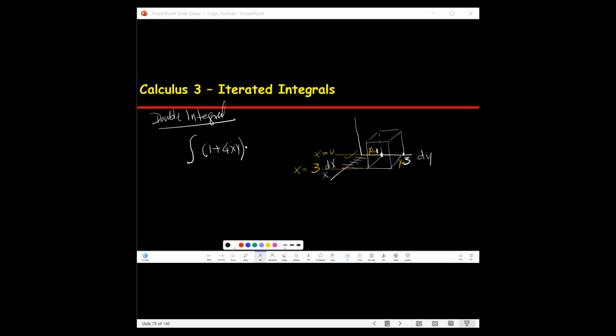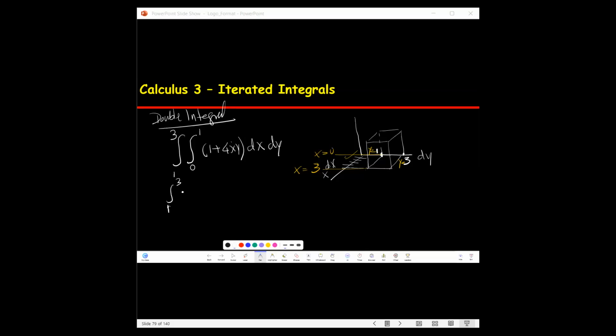My first integral I'm going to be doing along the x-axis. So for x, my limit starts at 0 and goes to 1. Same thing if I want to do dy: the limit starts at 1 and goes to 3. Okay, if I take the integral, I'm going to take the first integral first.